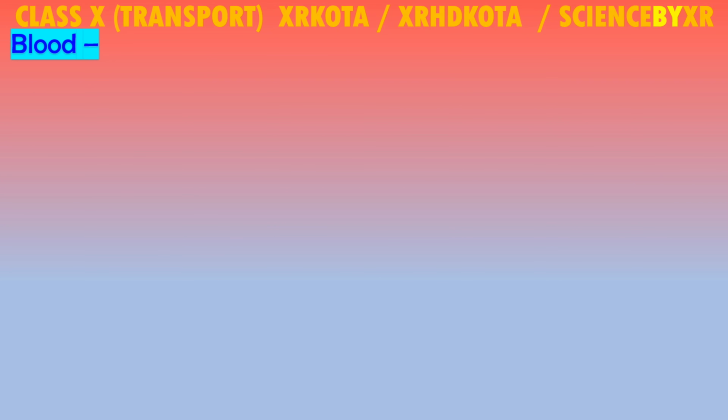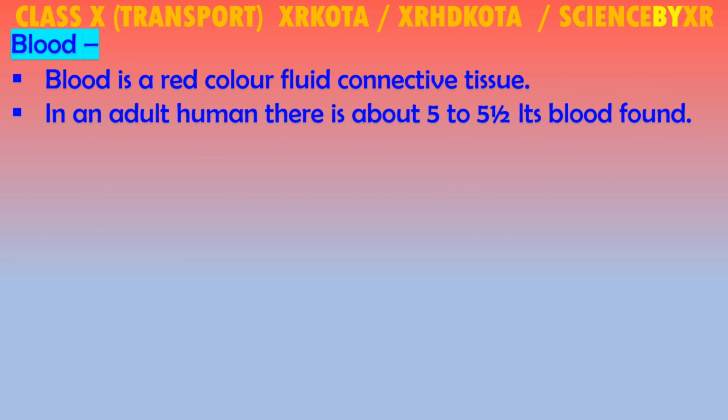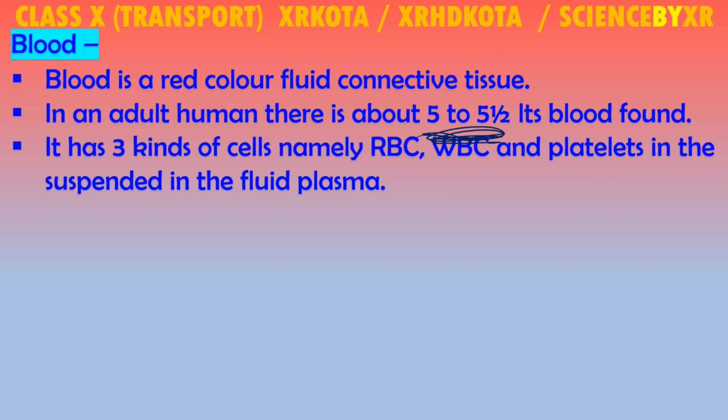Now, the third component of the blood transport system is called the blood. Blood is a red colored fluid connective tissue. In an adult human, about 5 to 5.5 liters of blood is found. There are three kinds of cells found in it: RBC, WBC, and platelets. These are found suspended in plasma.